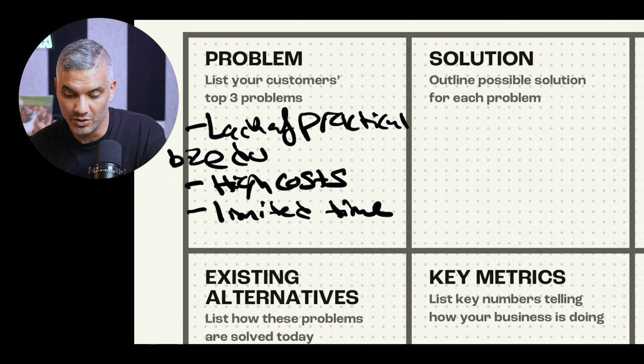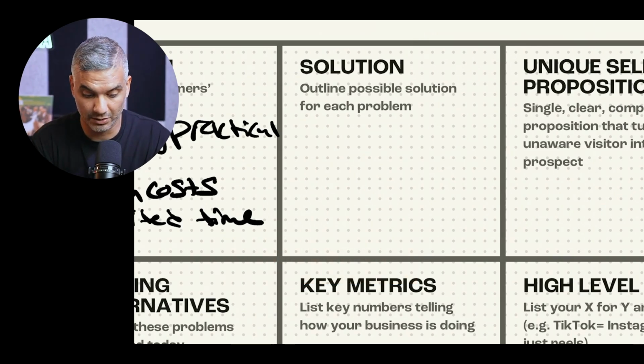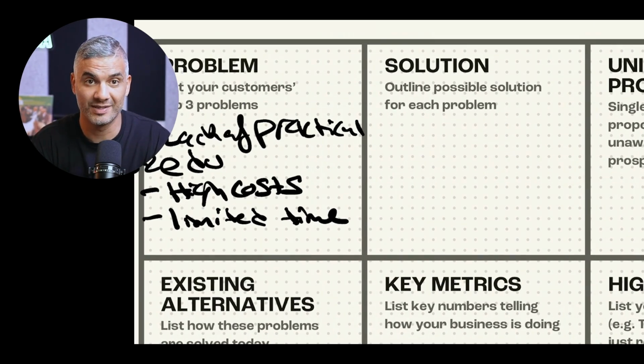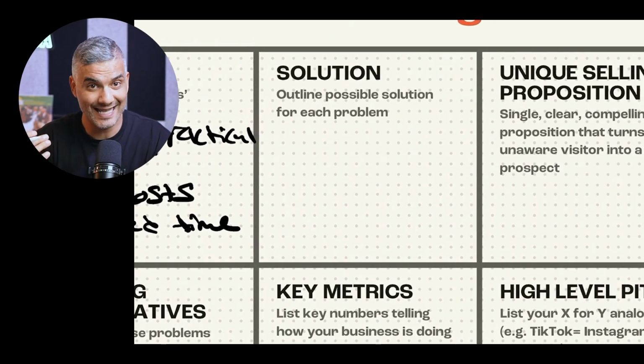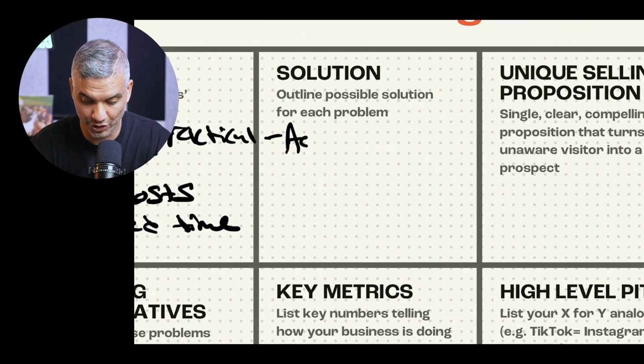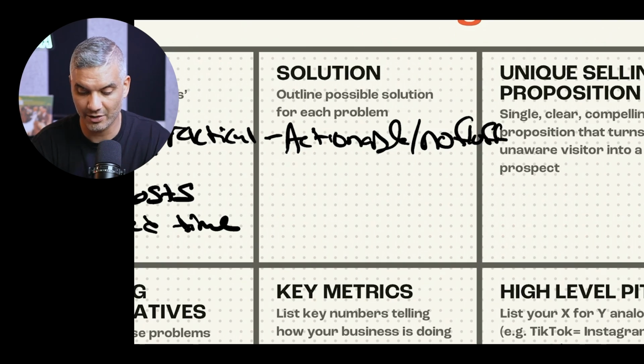Now, you want to move on to solution. What are the solutions you offer to these 3 problems? So our solution to a lack of practical business education, a good one is that it's actionable, right? And it's no fluff. We pride ourselves that we have no fluff content. It's just straight action, as you could see.